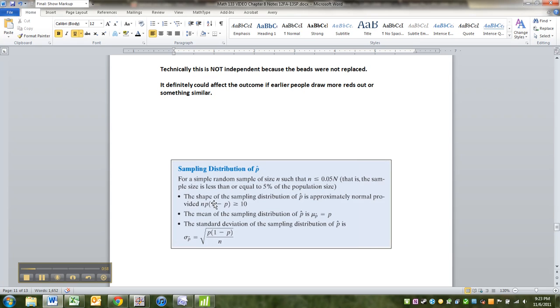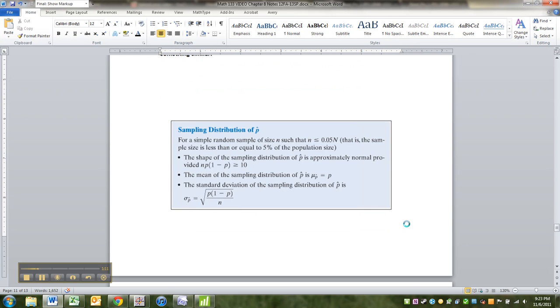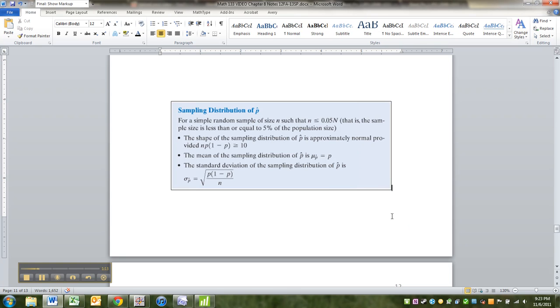And then you need n times p times 1 minus p to be greater than 10. That was a formula at the very end of 6.2. If you go back and look at the notes, that's what ensures normality. And we want normal. I mean, if we don't have normal, then we can't use norm dist and norm inverse, and we've got all sorts of troubles. Then we know the mean is p and the standard deviation is this lovely formula here, and both of those come right out of the binomial distribution.